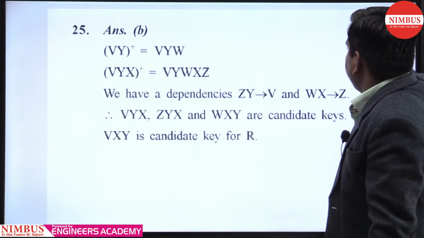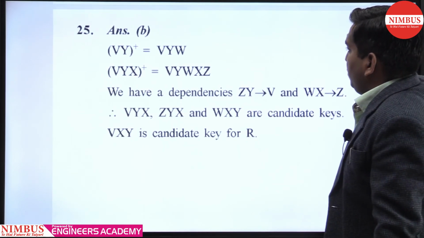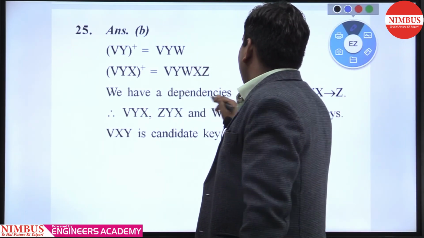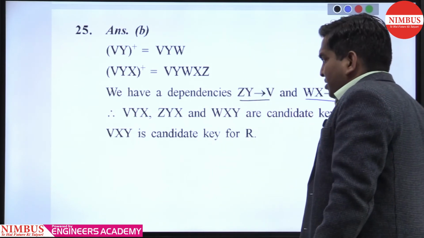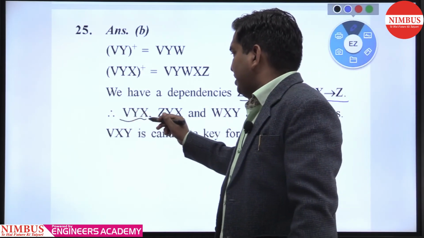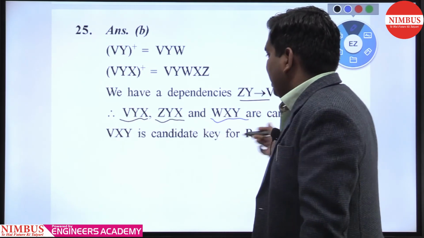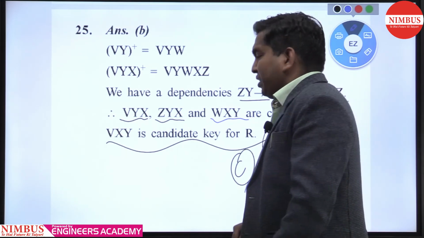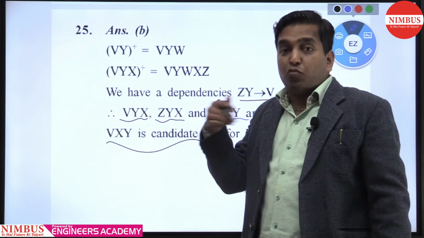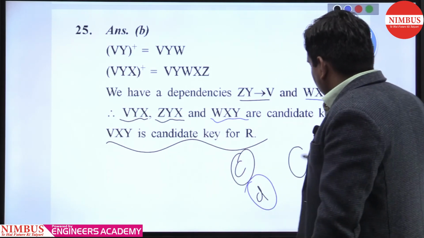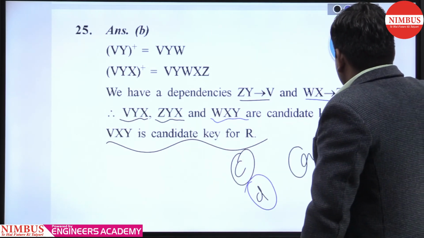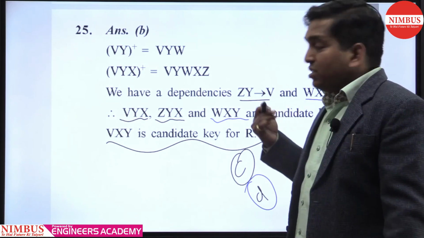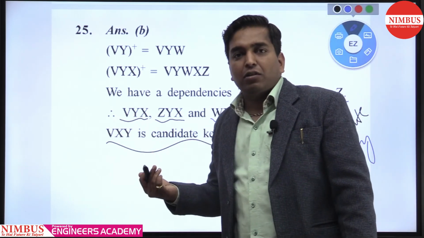Here you can see VY, then VYW, VYX, this one we have dependency Z tends to Y and WX tends to Z. So we make another candidate key VYX, ZYX, and WXY are the candidate keys, and VXY is a candidate key, and options C and D make a super key. Means any superset of a candidate key or super key is also a super key, but the question is only asking about the candidate key and no multiple candidate key option is given, so we have to select the one among the 4. Getting my point? Okay, thank you.